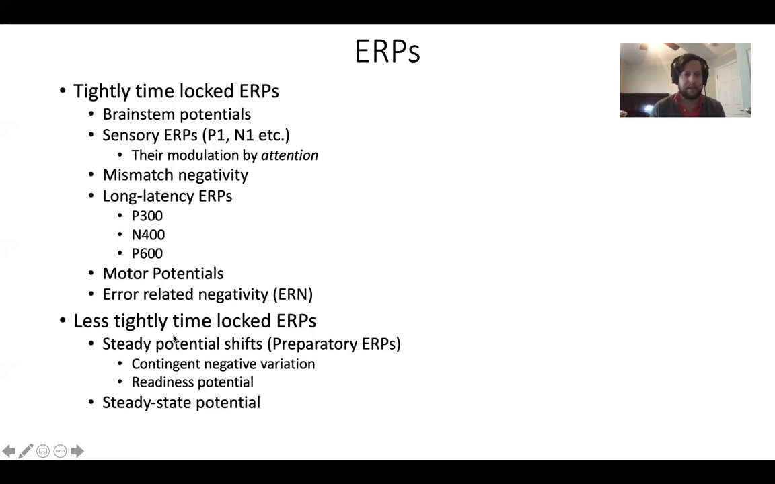So we won't get to these today. Today we'll talk about brainstem potentials, sensory RPs, and the mismatch negativity. These are just three different wave components that are studied in event-related potential studies. We'll talk about these today.